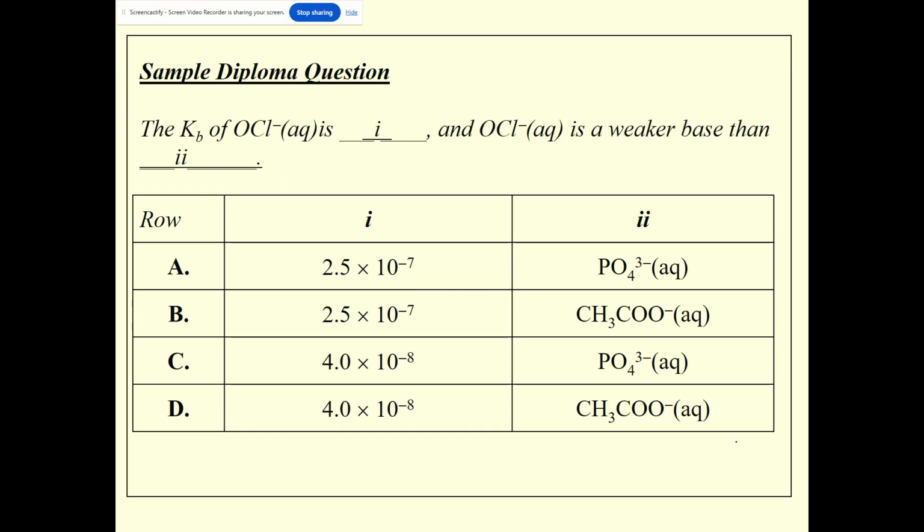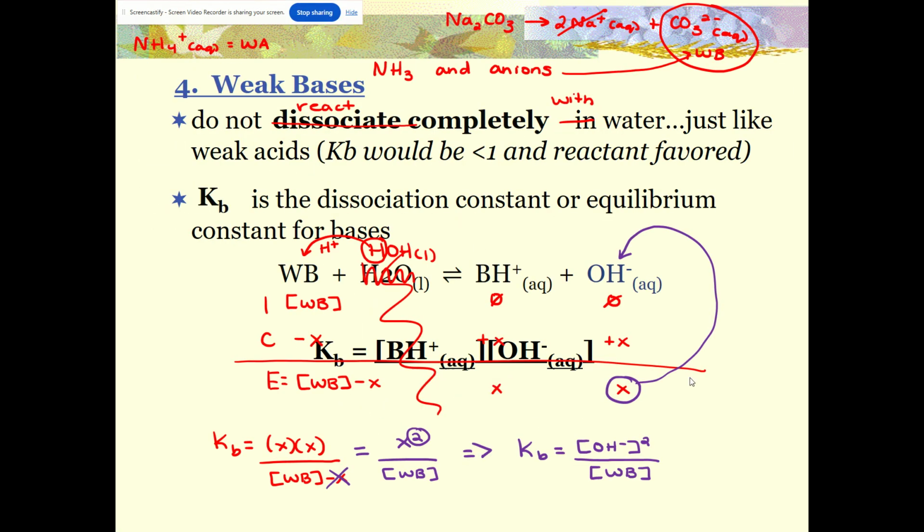What is the Kb of OCl? And OCl is a weaker base than what? So is the Kb 2.5 times 10 to the negative 7 or 4.0 times 10 to the negative 8? And then is it weaker than the acetate ion or the phosphate ion? Let's go back. Again, this is OCl.